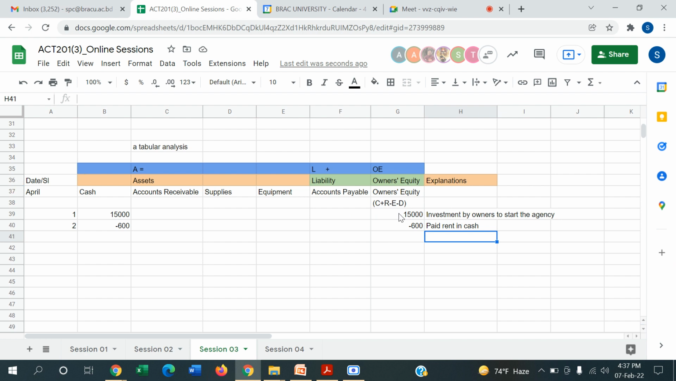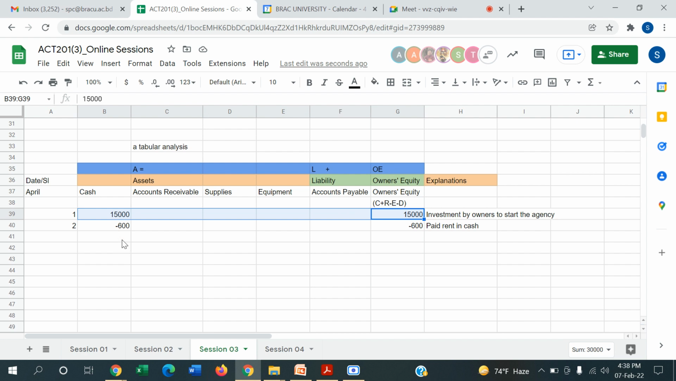So from here, if you consider only transaction one, what is the total asset after transaction one? 15,000. What is the total liability and owner's equity after transaction one? Liabilities are 0, but owner's equity is 15,000. So the condition that assets equal liabilities and owner's equity is fulfilled.